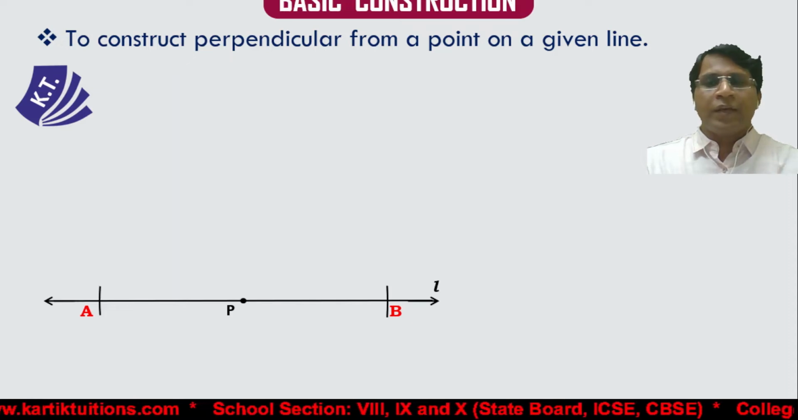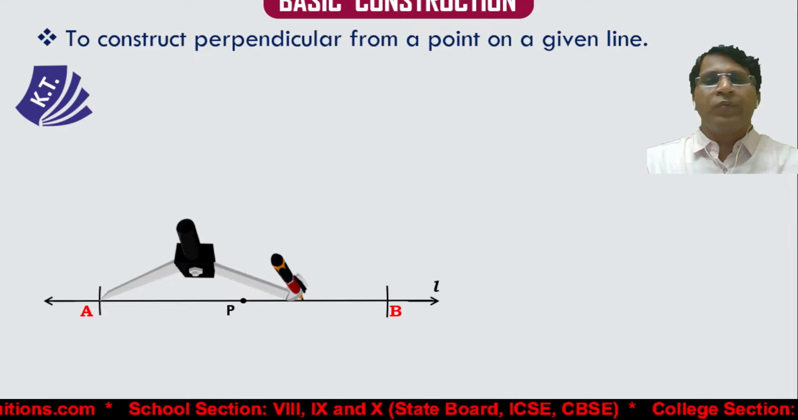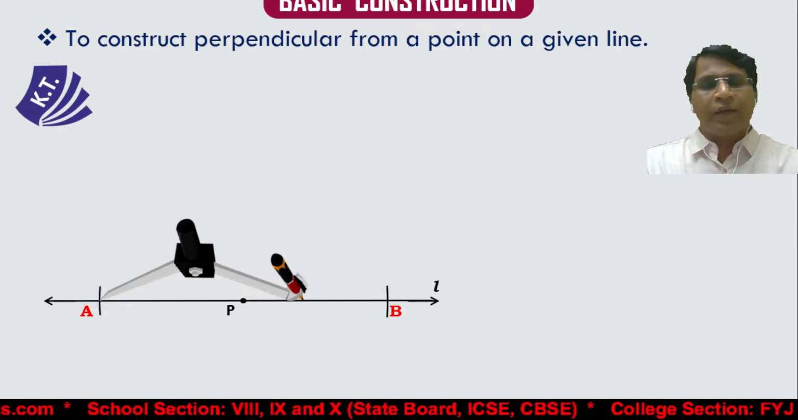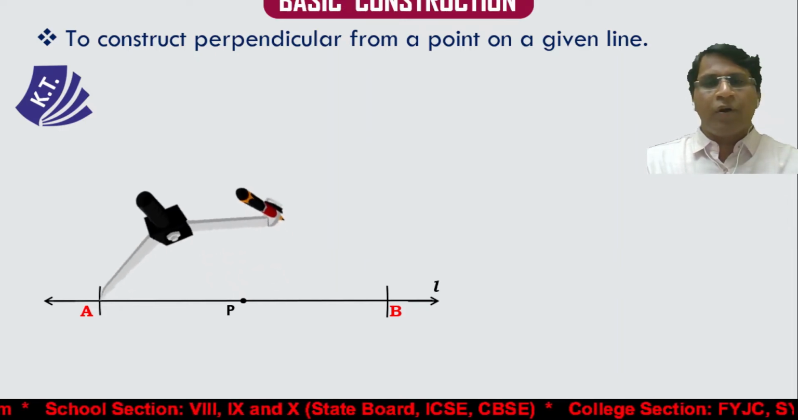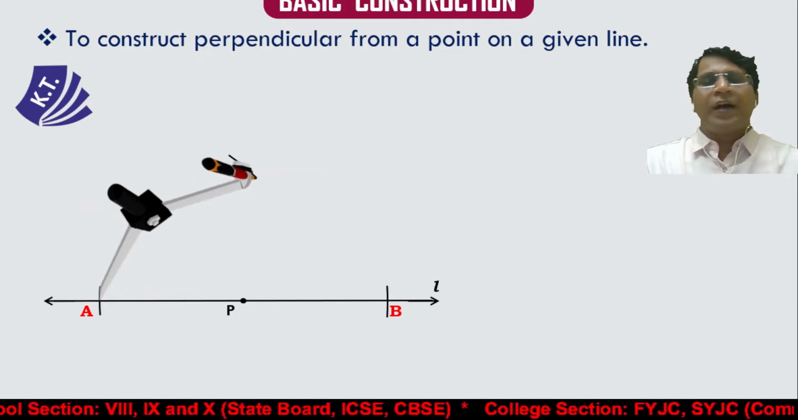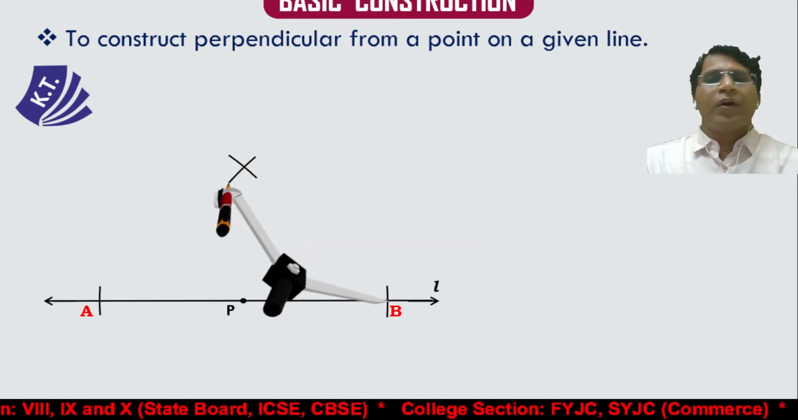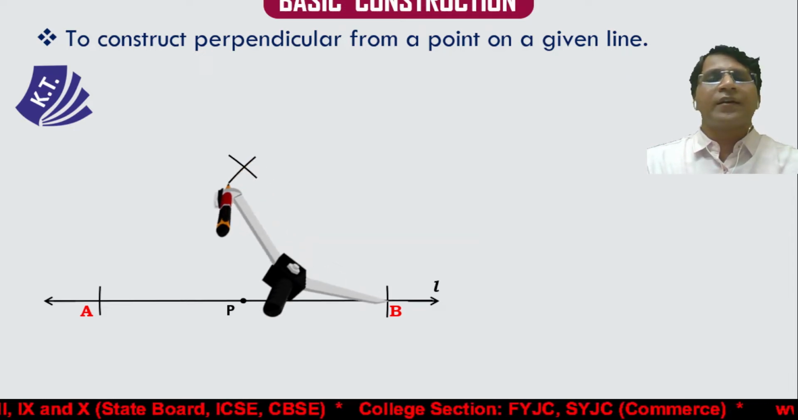So for that, we'll keep the compass at A. Now the radius of the arc has to be more than half the length of segment AB. So I'll cut the arc above the line L. Now with the same radius, I'll place the compass at B and cut the arc. Now you will observe the arcs are intersecting.